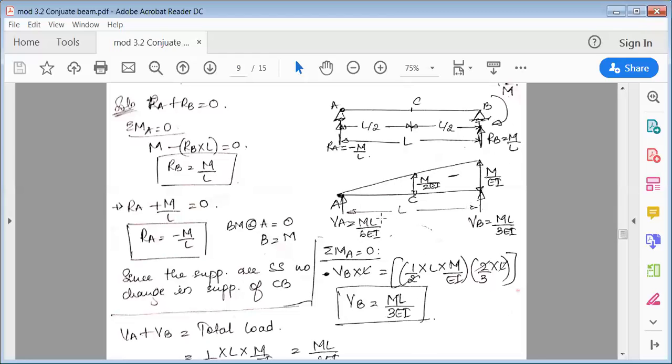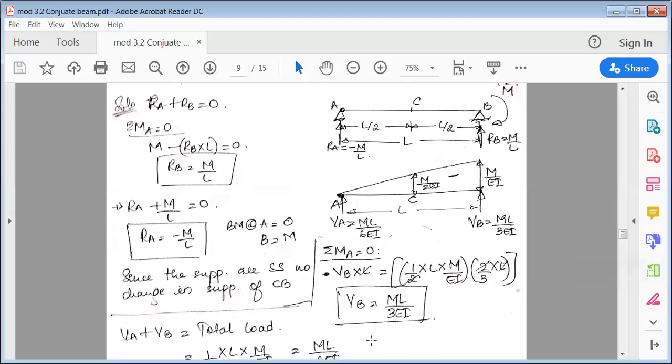It is half into base L, height M over EI. Because we are measuring with respect to A, from A to this point, the CG of the triangle measured from the apex is 2/3 of L. So when you solve this, you get VB is equal to ML over 3EI.